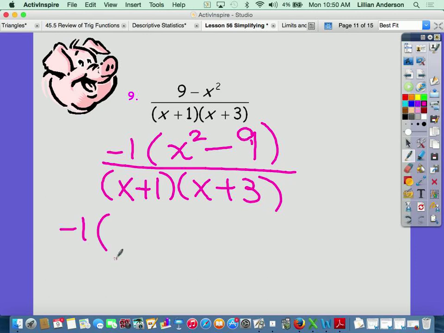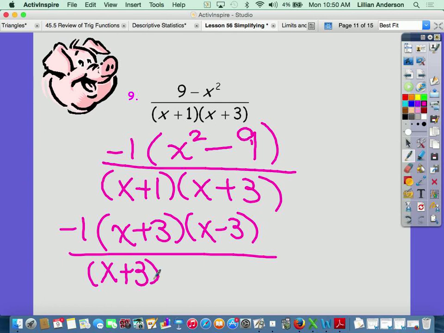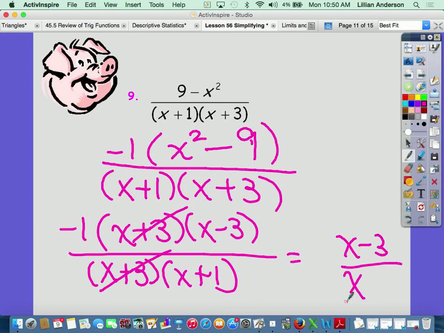What's the factor? X plus 3, x minus 3. What cancels out? X plus 3. So I'm left with an x minus 3 on the top, x plus 1 on the bottom, and the whole fraction is negative because of that negative 1. Can I cancel my x's? No, you cannot. Only if they were being multiplied, not if they're being added or subtracted, okay?